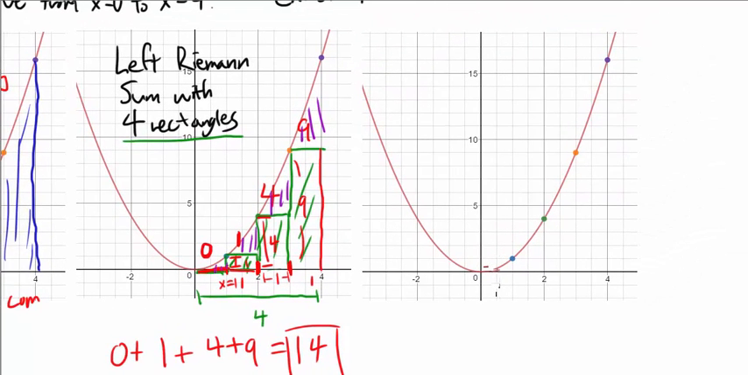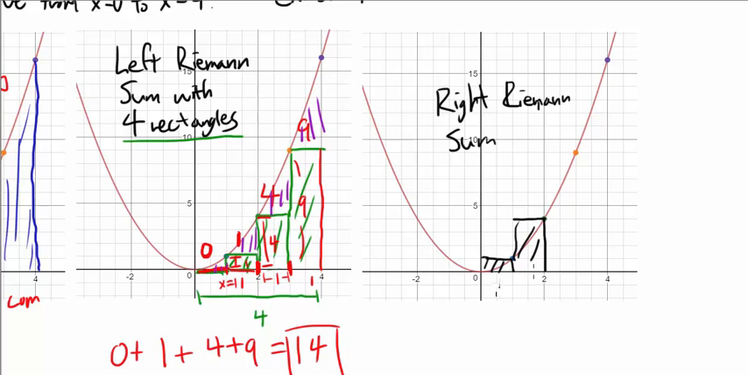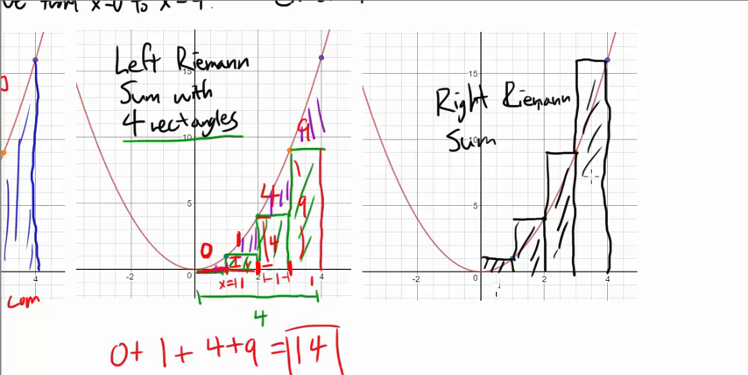Now let's use, you guessed it, right Riemann sum with 4 rectangles once again. So in this case, instead of picking the left-hand point, we're going to pick the right-hand point. So that's going to be the first one, that's going to be the second one, that's going to be the third one, and this is, if I can draw it, it's not the best rectangle, but this is going to be the fourth one. And what's the sum of the areas of this?